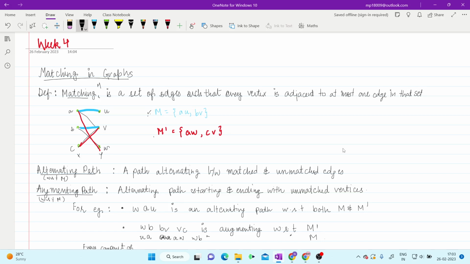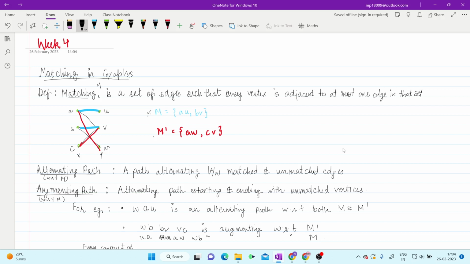Now the problem is, we are interested in finding the maximal matching in a graph. Before that, let's see what an alternating path is. By an alternating path, I mean a path which alternates between matched and unmatched edges.